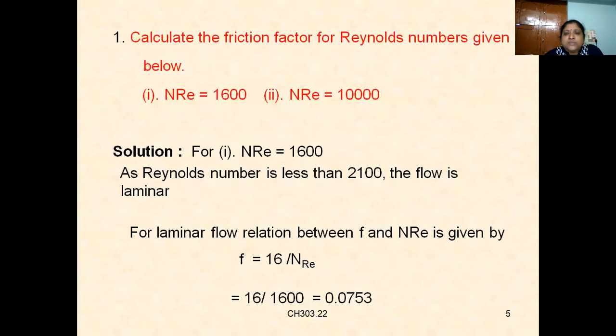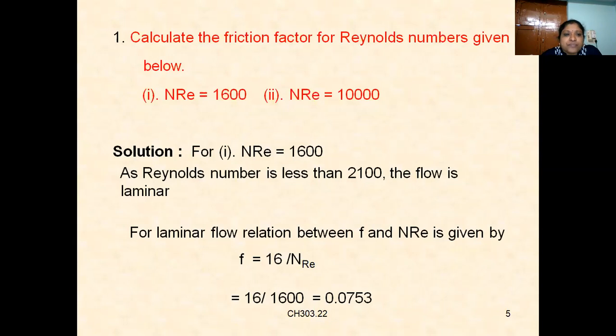Let's solve some more problems. Take down the first problem. Calculate the friction factor for the Reynolds numbers given below: NRe is equal to 1600 and NRe is equal to 10,000. It is asked in the problem to calculate the friction factor for the given Reynolds numbers. The first Reynolds number given is 1600 and the second one is NRe equal to 10,000.